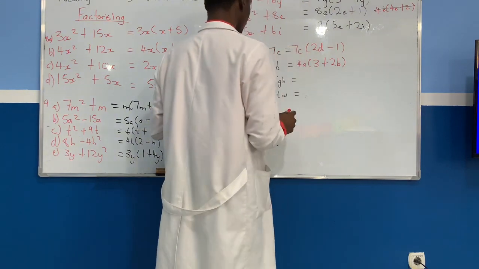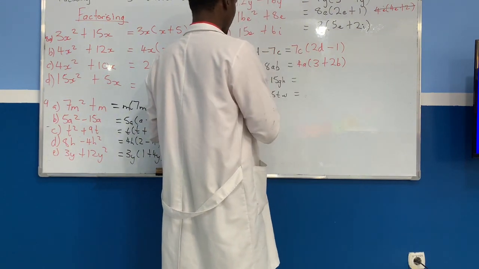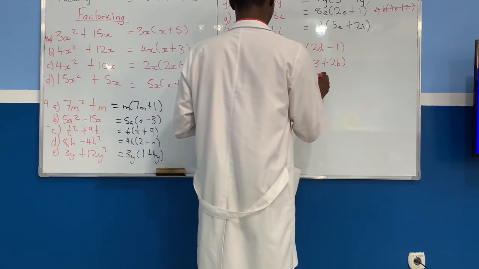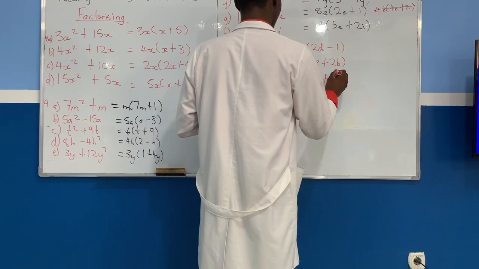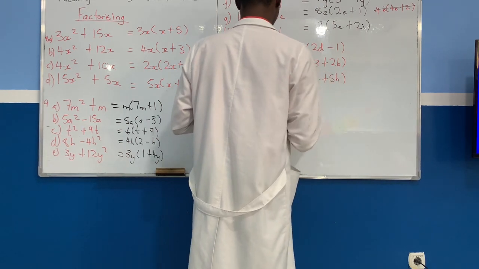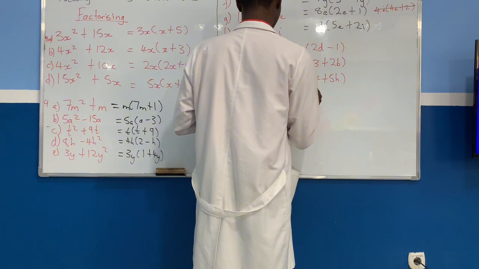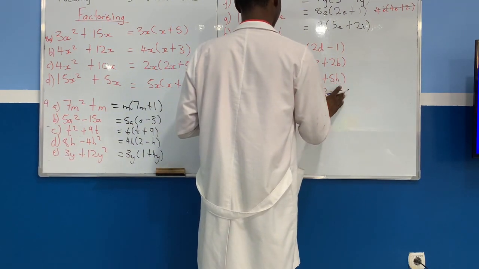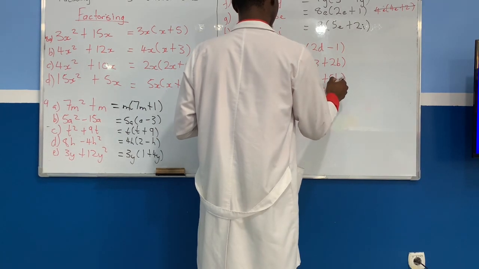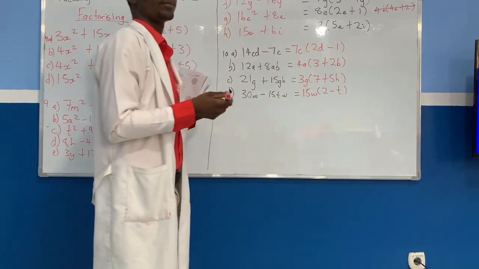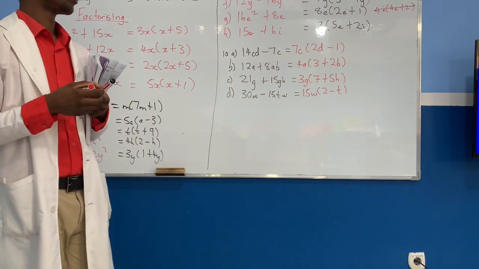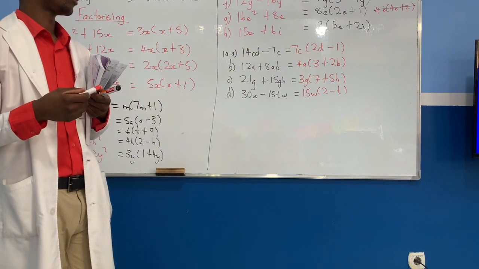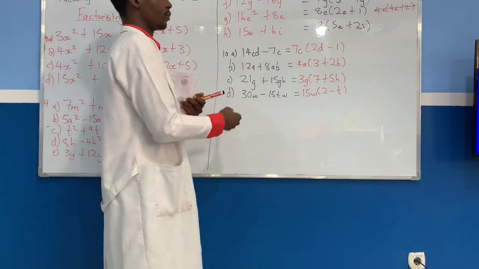In the third one, we had the common factor being 3g multiplied by 7 plus 5h. Alright, 3g bracket 7 plus 5h. And then the fourth one, the factorized version was 15w bracket 2 minus t. Alright, so these are the solutions for the problems that we have up to now. We can see here that there is no h here, so it would mean that in the solution we do not need to add an h.